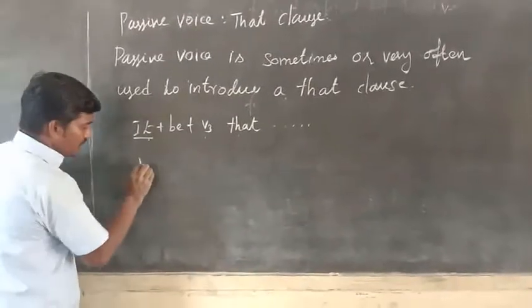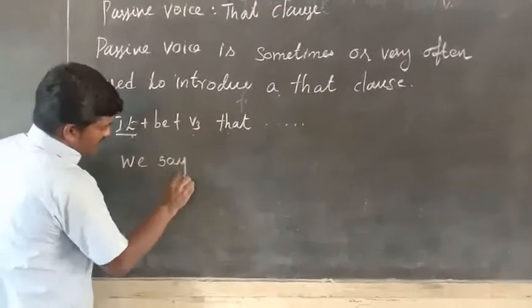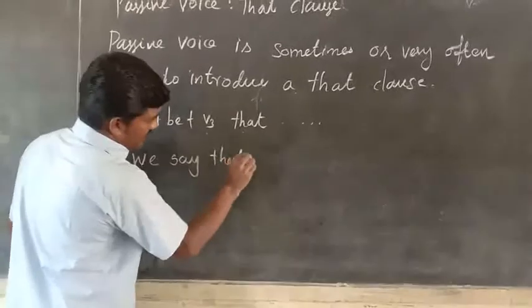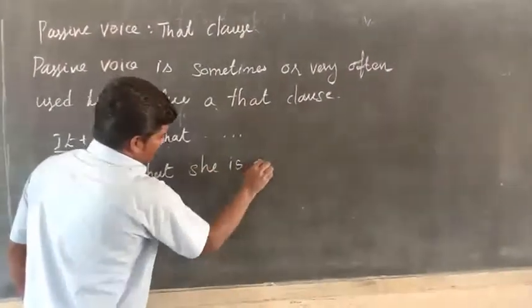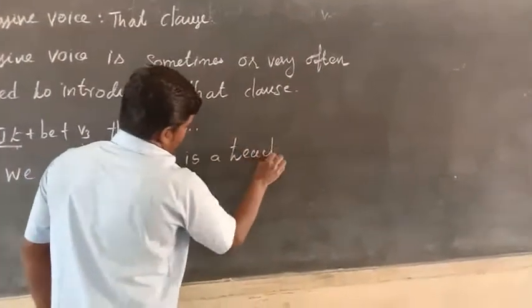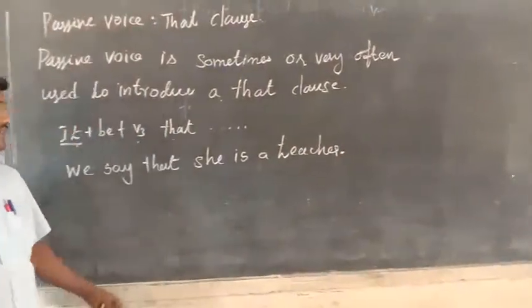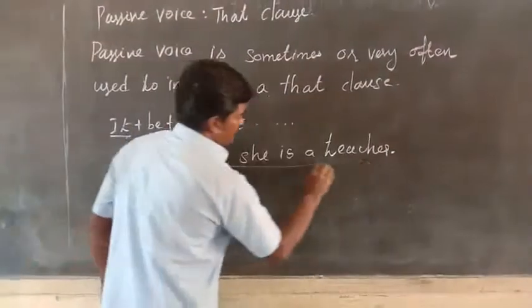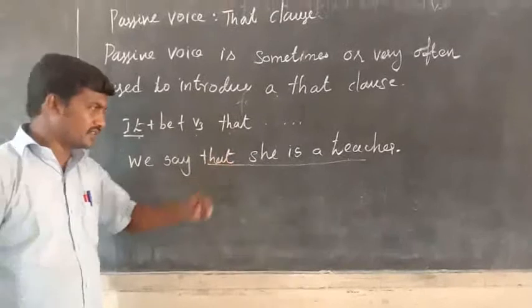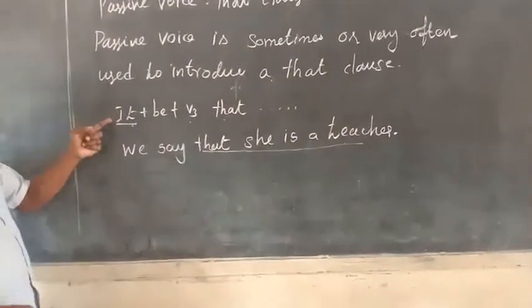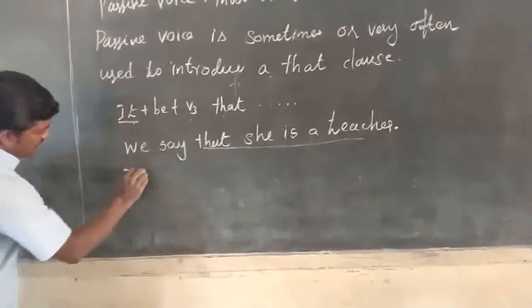Say, for example, we say that she is a teacher. Here, listen. So this is the that clause. She is a teacher. We should not change anything in this that clause. Here is how to use the formula. We should write it like this: it.